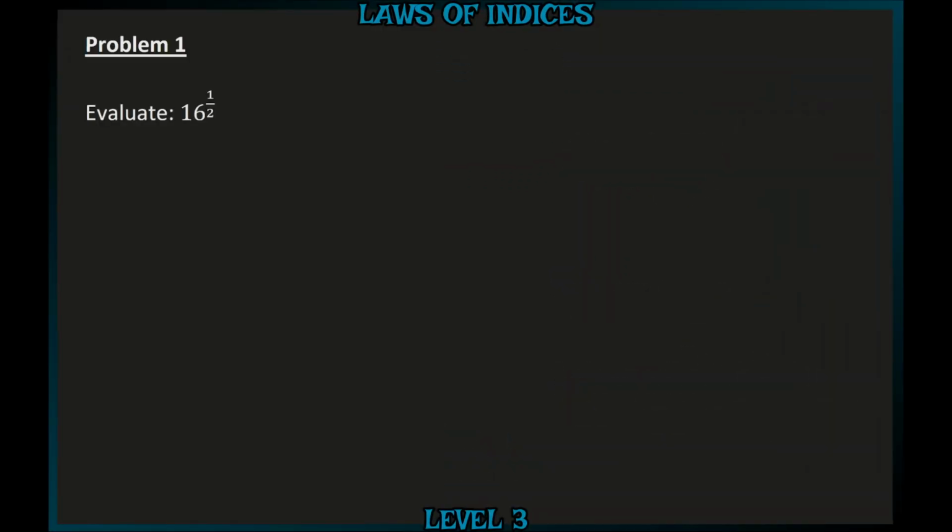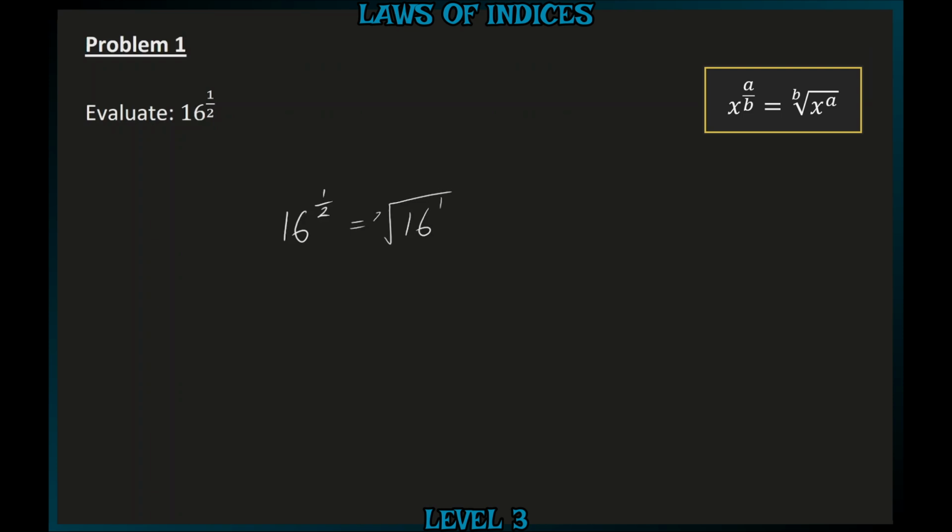In problem 1, we're evaluating 16 to the power of a half. This means we need to find its value. Now, since we have a fractional power, we're going to use this law, which tells us that the numerator of the fraction is our power and the denominator is the root. So this means that we can rewrite 16 to the power of a half as 16 with a power of 1 and a root of 2.